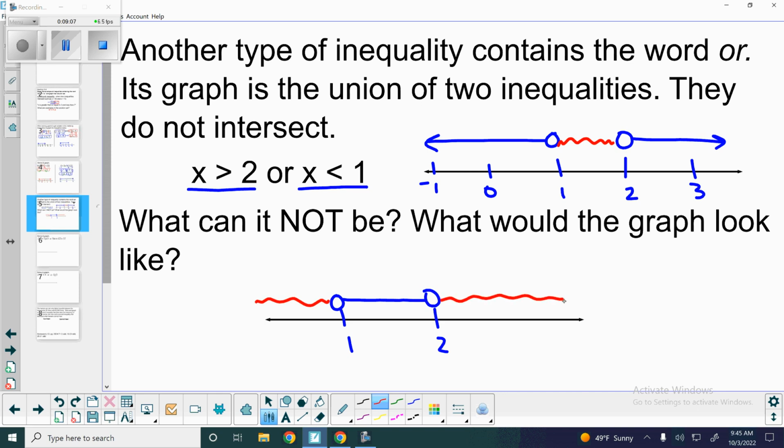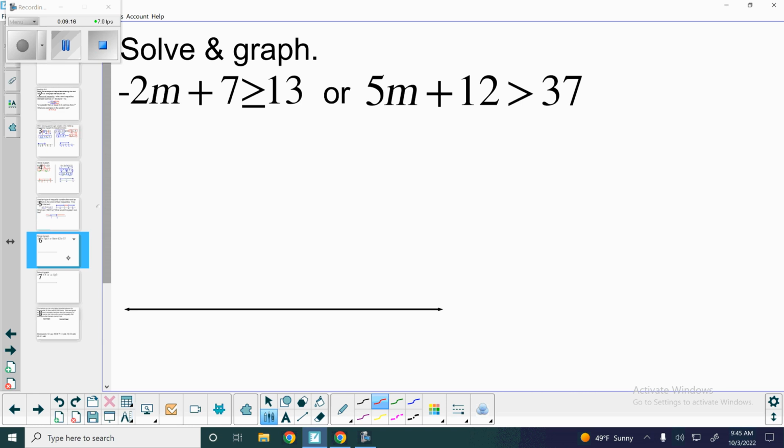Okay? So x could be anything except for the numbers that are between 1 and 2, so all those fractions and decimals. Now these are a little bit easier to solve because you're essentially solving just two different inequalities and putting them on the same graph.